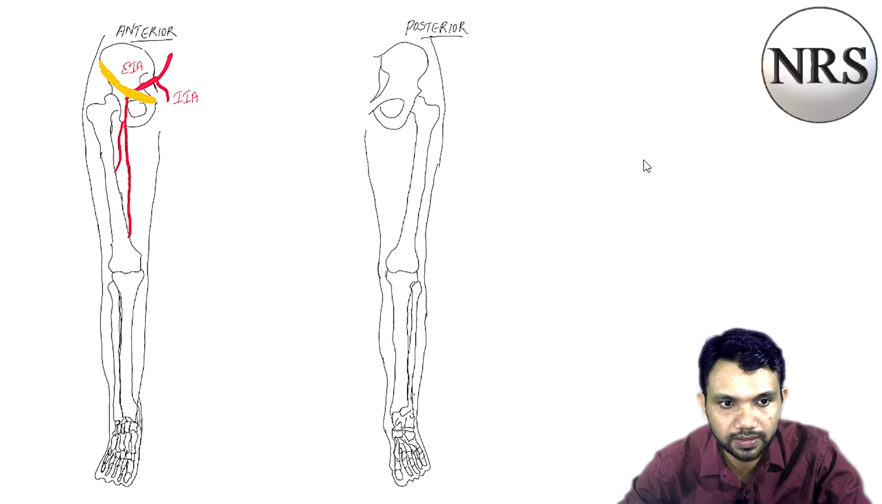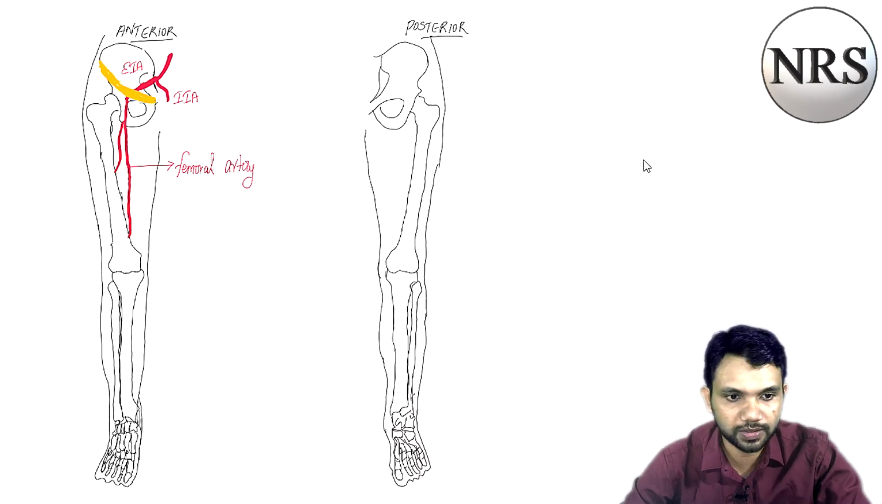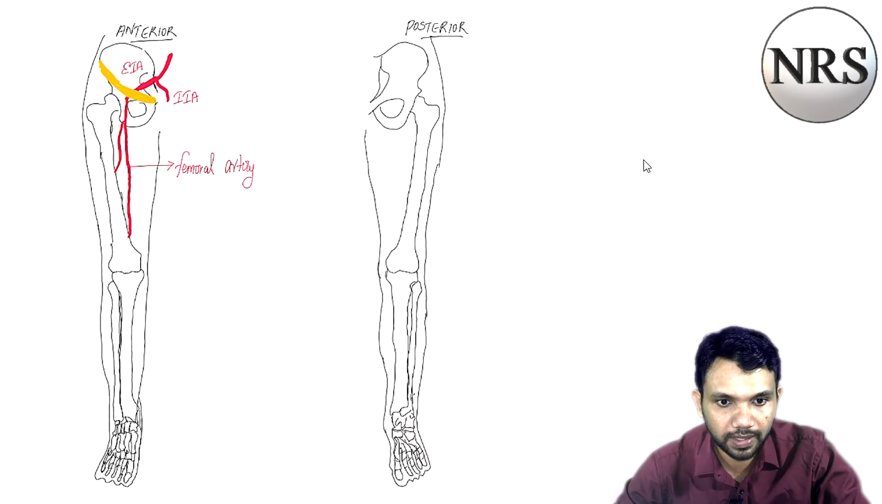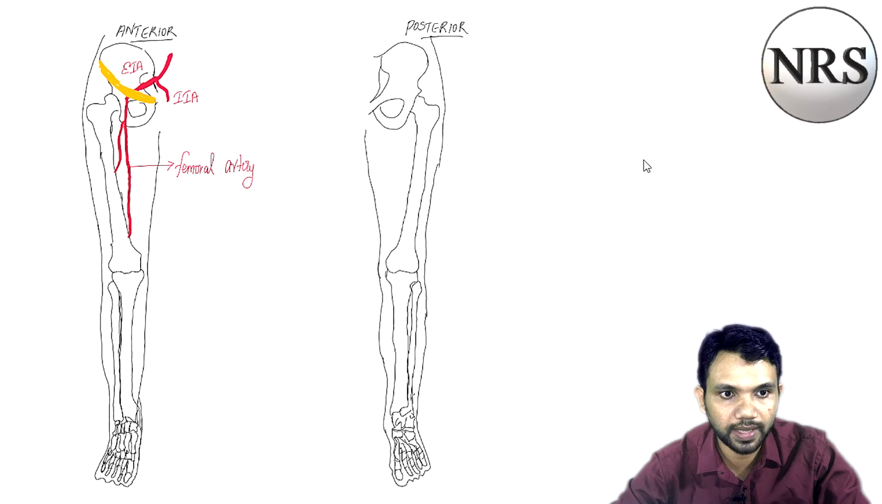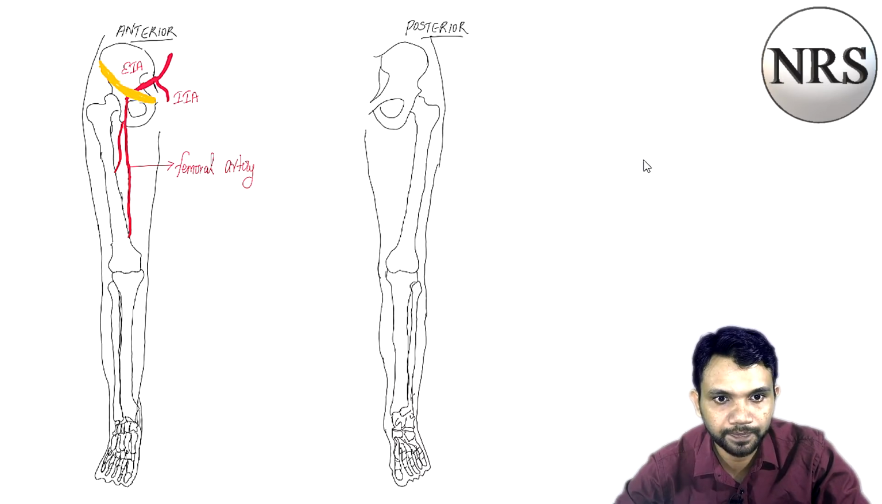Okay, this is the femoral artery. சரியா, okay, so this artery now goes posterior. Okay, yeah, so we will come to this side, and this is the medial, this is the lateral side. Okay, yeah, so again we will draw that vessel here.